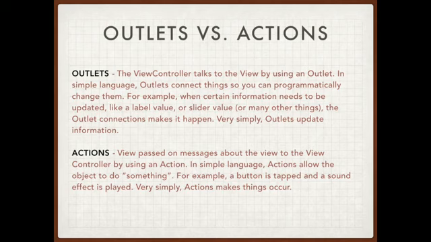The view controller, which is the item in code that controls the view of the app, talks to the view itself by using an outlet. In simple language, outlets connect things, in our case this button, so you can programmatically change them. For example, when certain information needs to be updated, like a label value or slider value, the outlet connections make it happen. Very simply, outlets update information. Okay, very simply, that's what outlets are.